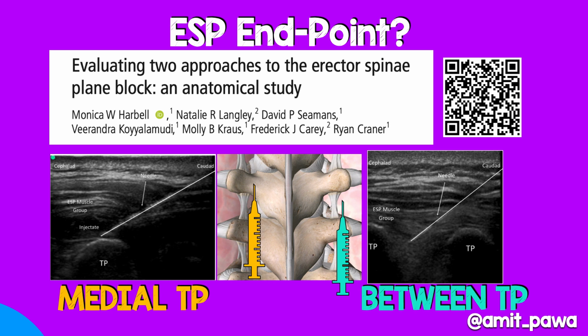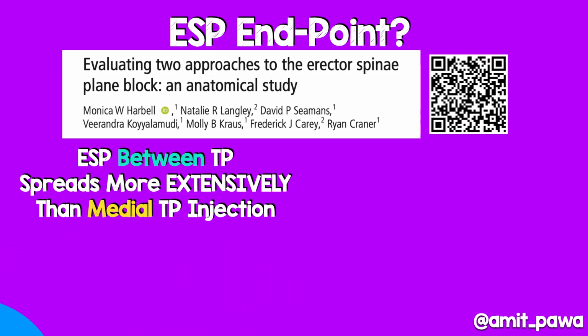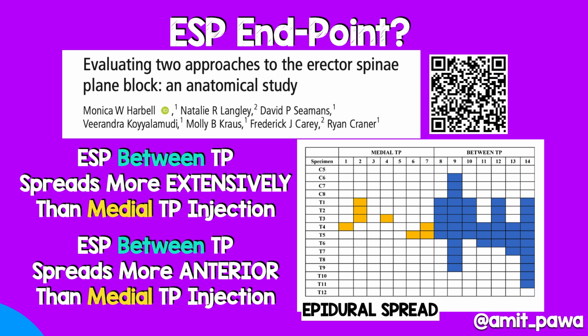And you can see with this schematic diagram showing a needle, you can appreciate how if you were to go just a little bit further, it would be a little bit like performing an intertransverse process block. You're heading towards that intertransverse tissue complex. Now, when they did it on these cadavers and evaluated the spread, they noticed with the needle endpoint between transverse processes, you got much more extensive spread than the medial transverse process injection. And in fact, you got much more anterior spread towards the epidural space. So this is something to bear in mind.